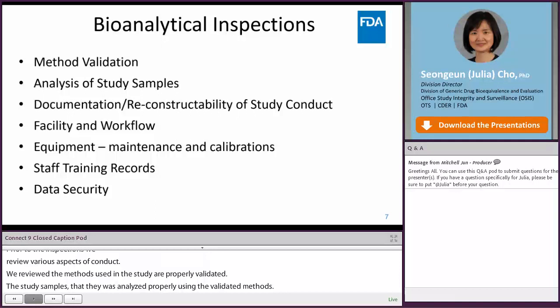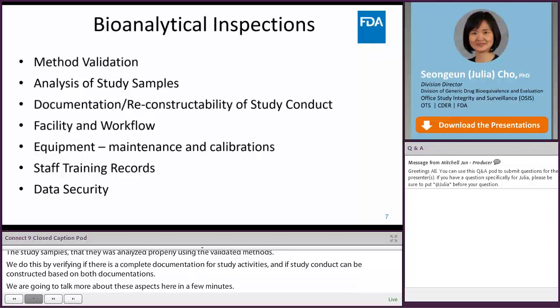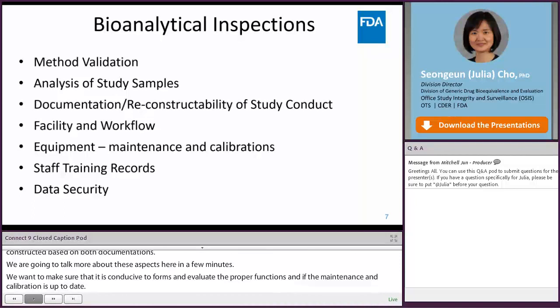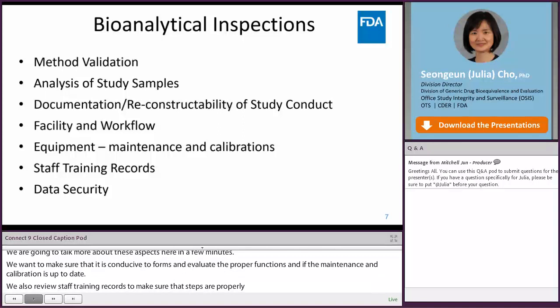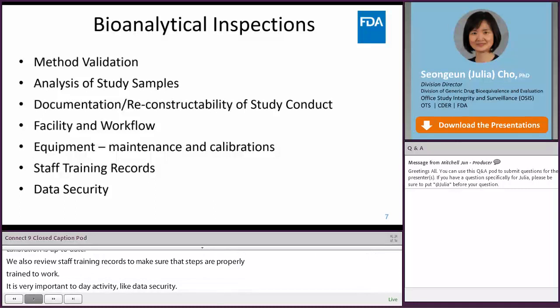We also review the facility to make sure it is conducive to the firm's established workflow. We evaluate the equipment for its proper function and if the maintenance and calibrations are up to date. We review staff training records to make sure staff are properly trained for their work. Another piece that's very important to data integrity is data security. Therefore, we look at access control and access privileges, as well as data storage and backup plans to ensure data are well protected and no unauthorized access or changes were made.